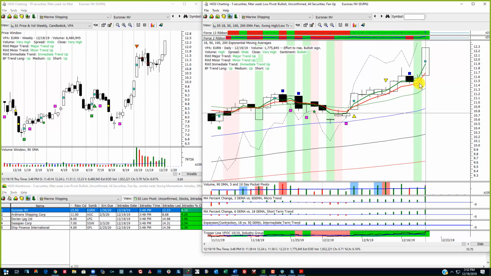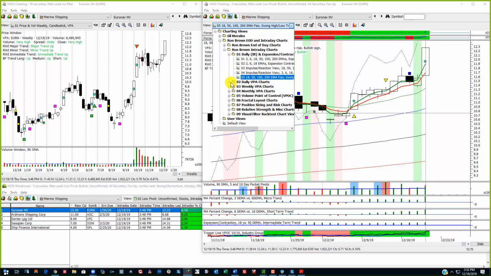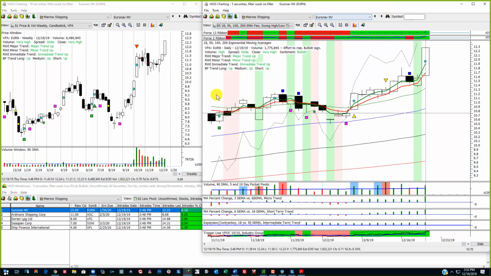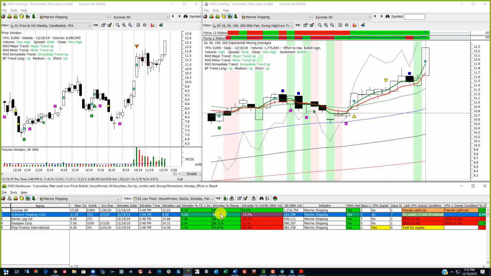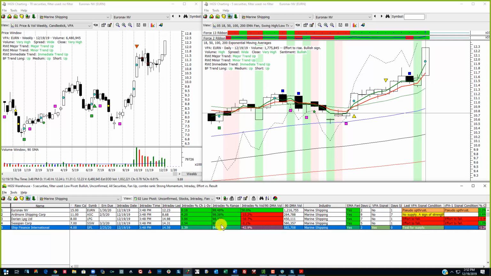So here's your pivot. Stock was in the expansion mode, a little 2-day contraction here. Here's your pivot. It gapped down yesterday. Here's your opening gap, and it closed near the high, and today it's taking off. I can go look at this right here. It's up 6.16%, and trading near the top of its range. Look at these stocks. They're all trading near the top of their ranges.